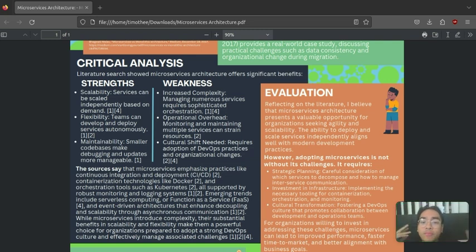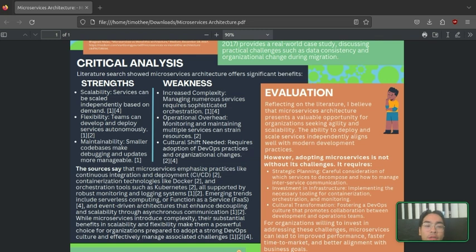But there are a lot of emerging trends, including serverless computing, or function as a service, and event-driven architectures that enhance decoupling and scalability through asynchronous communication. While microservices introduce complexity, their substantial benefits in scalability and flexibility make them a powerful choice for organizations preparing to adopt strong DevOps. After reflecting on all of this, I realized that microservices are truly the future, moving away from monolithic.